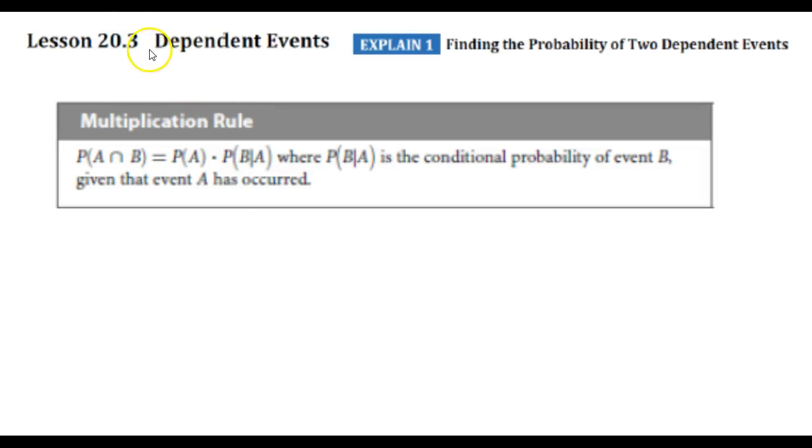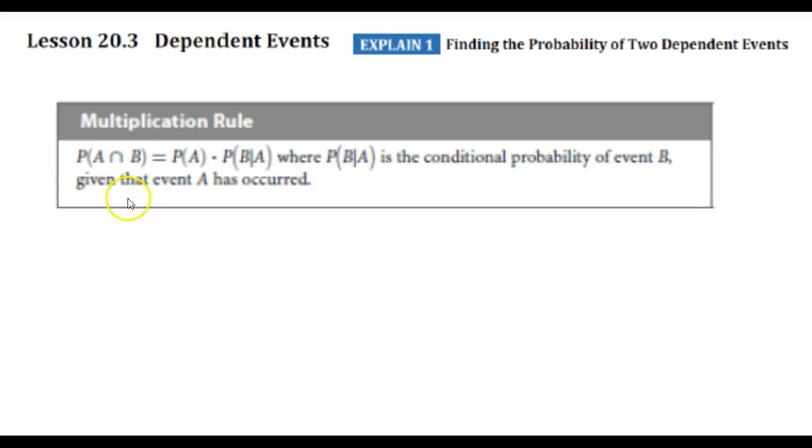Hello and welcome back to 20.3 Dependent Events. So in the last section we went over independent events. In this section we'll be going over finding the probability of two dependent events. So this is taken from your packet, which goes over the multiplication rule.